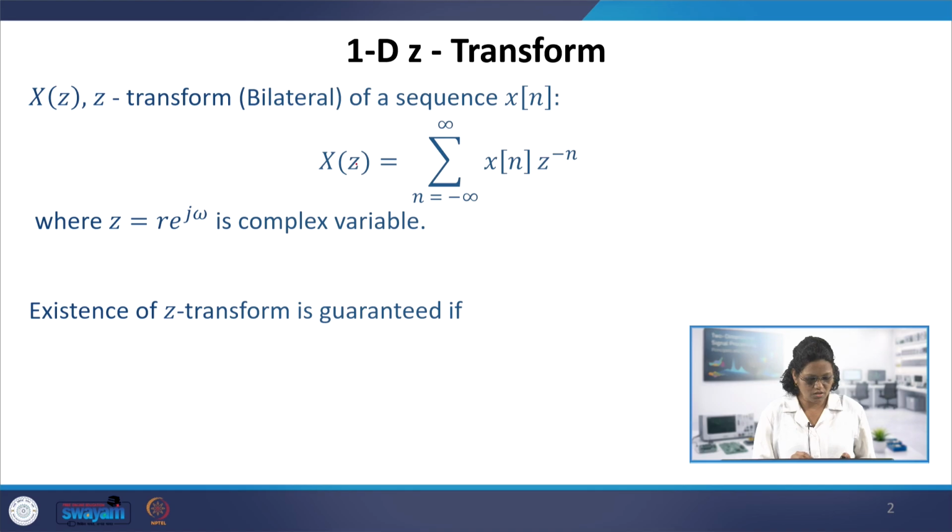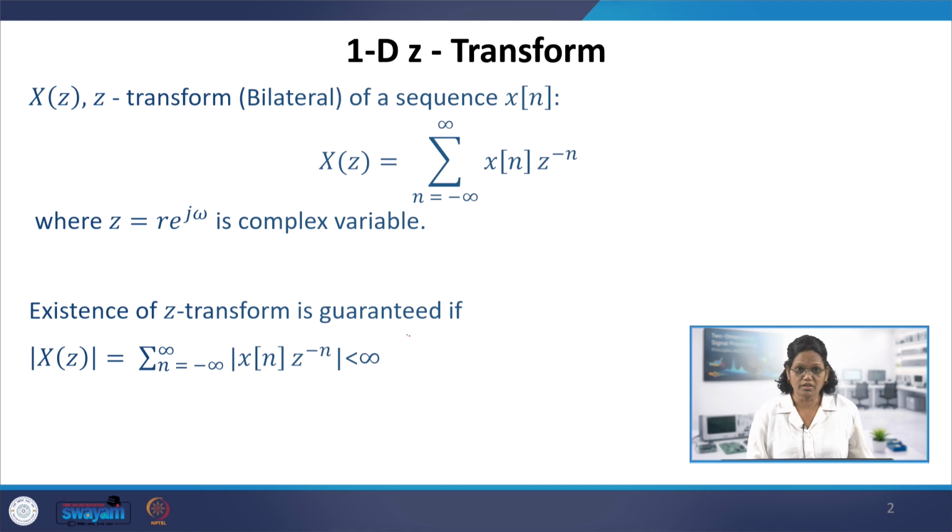The existence of this Z transform is guaranteed only when this summation, x of n z power minus n, has a magnitude less than infinity. It should not exceed infinity. It should be a finite value so that this transform exists. Otherwise, it doesn't exist.